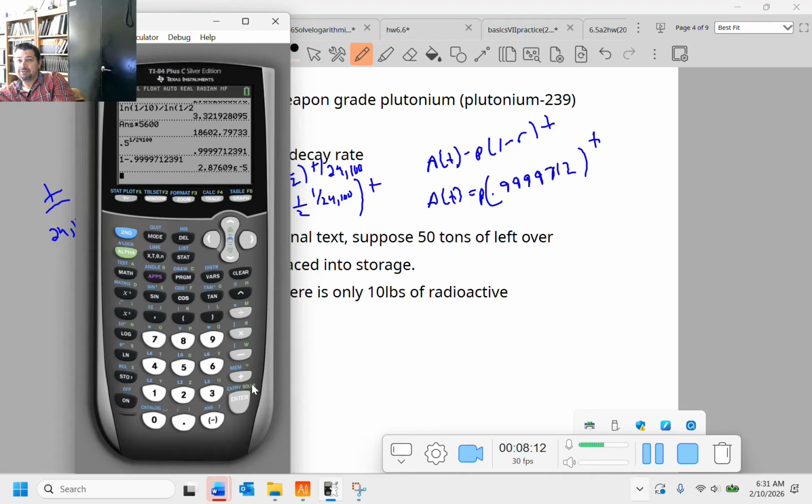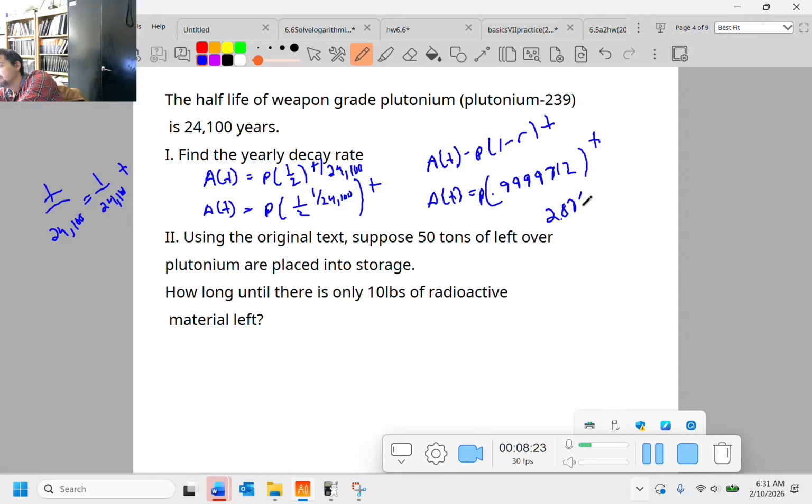Oh, we got scientific notation. That's 2.876 times 10 to the negative 5th. Let's say 2.8761. What that means is I'm going to move that decimal left 5 places, right? So I'm going to have 4 zeros, 1, 2, 3, 4, 2.861 per year. That's the yearly decay rate. I like percentages. I would say 0.002861% per year.